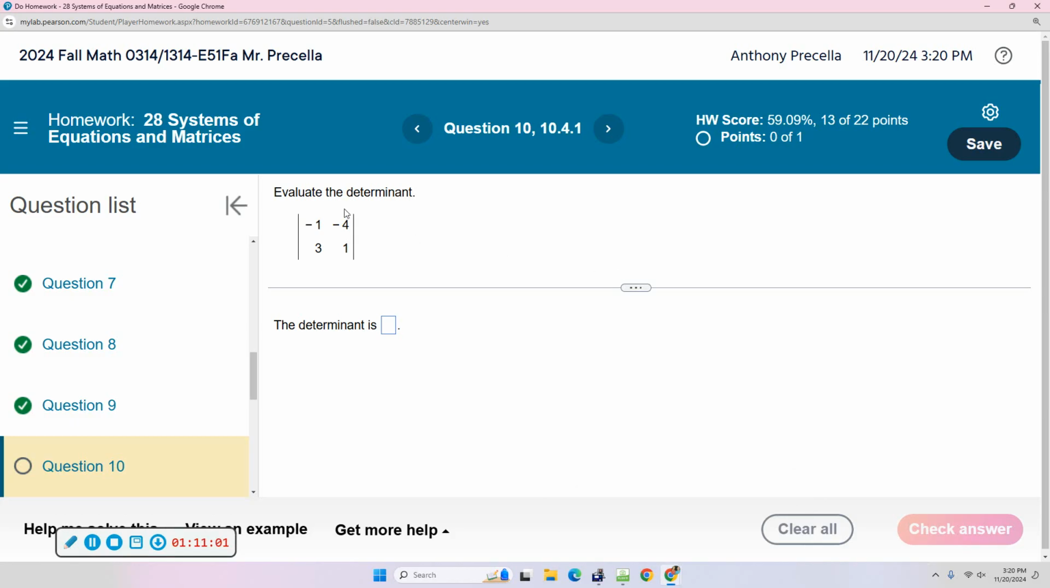Okay, this is number 10. How it's written there, it's just absolute value bars, not the little brackets. -1, -4, and 3, 1.